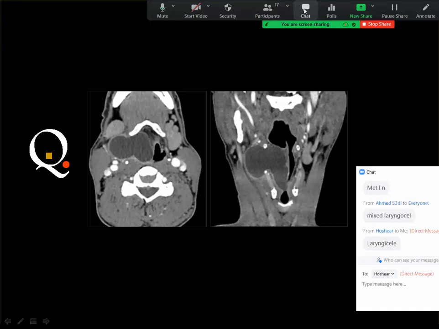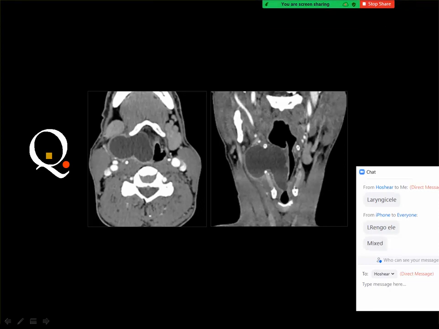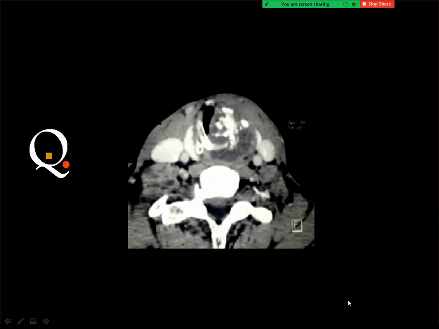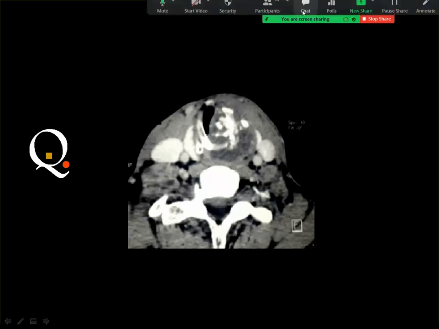Yes, if the lesion is filled by fluid, it is a saccular cyst. If it is filled by air, it is a laryngocele, and this is a mixed laryngocele because it has a component inside the larynx and another one outside the larynx. This is also a CT scan of the larynx showing this mass in relation to the left side of the cricoid cartilage.